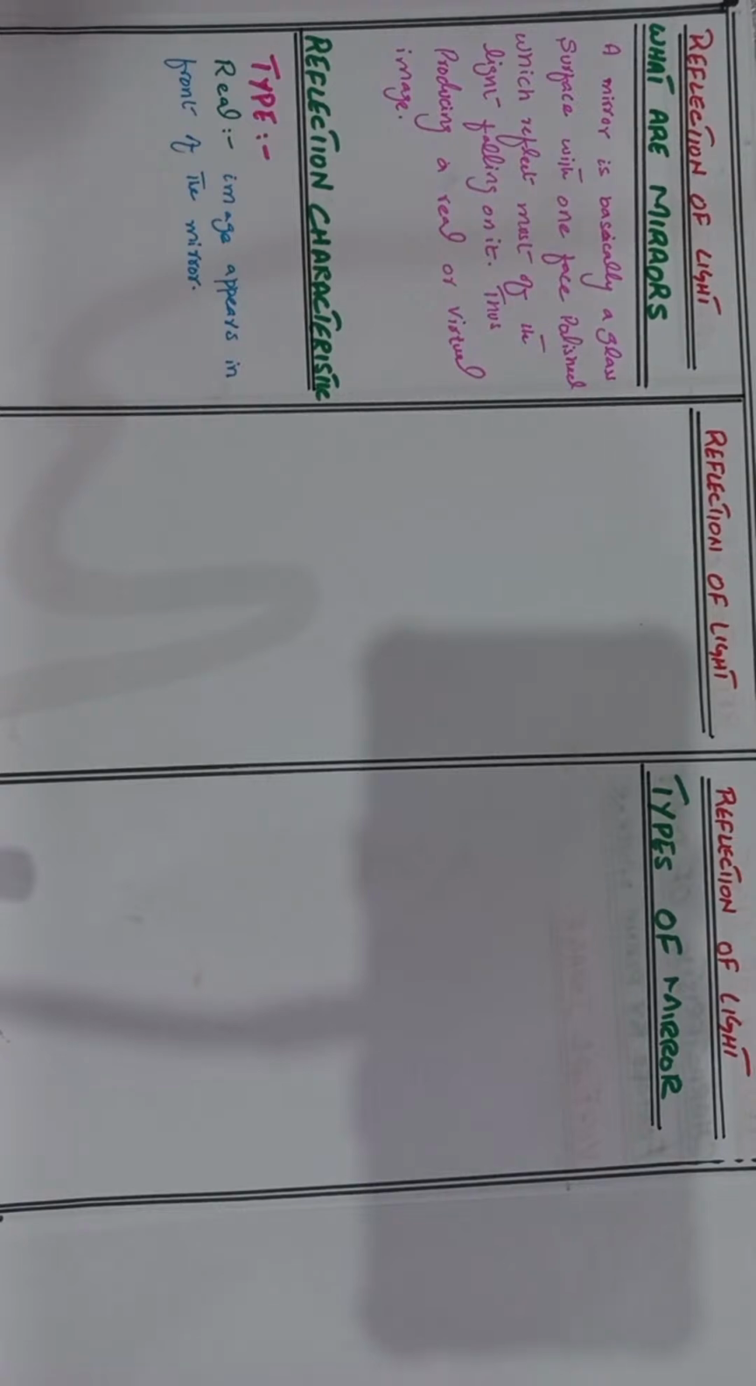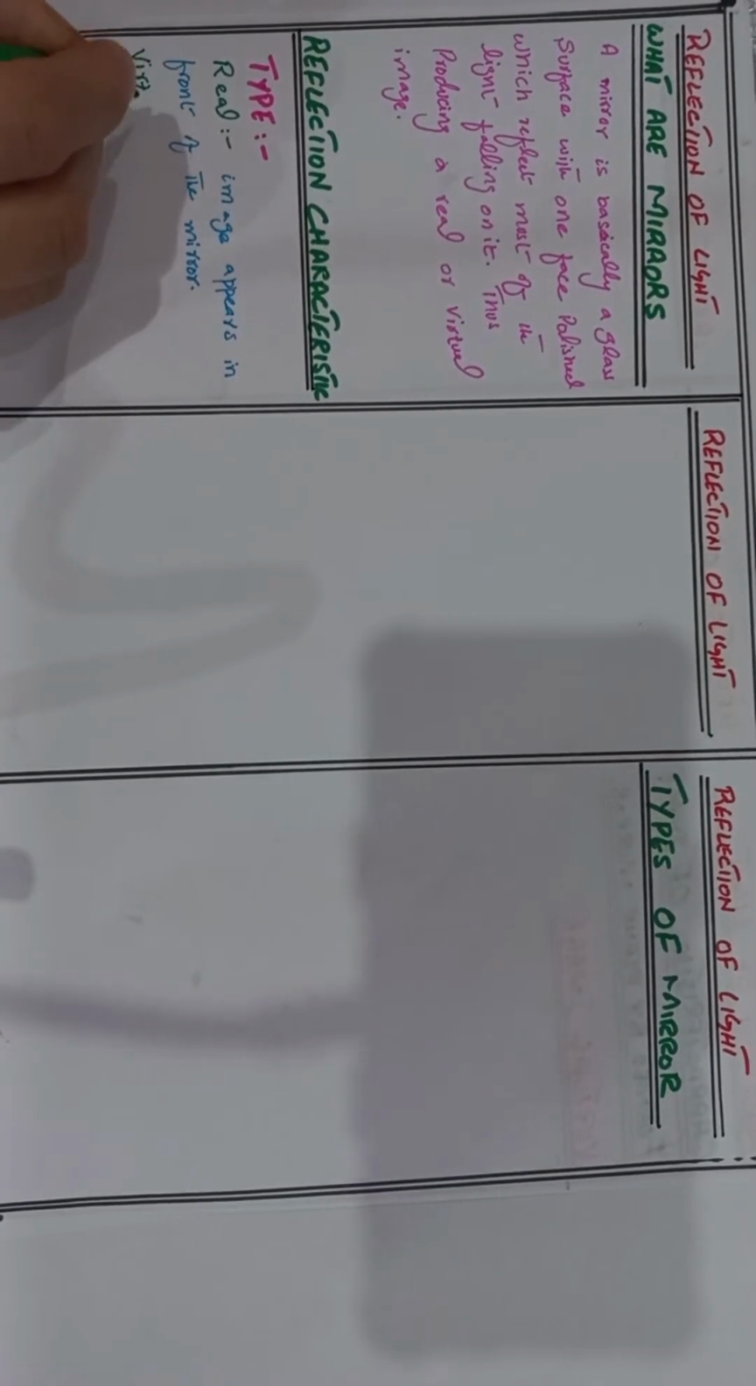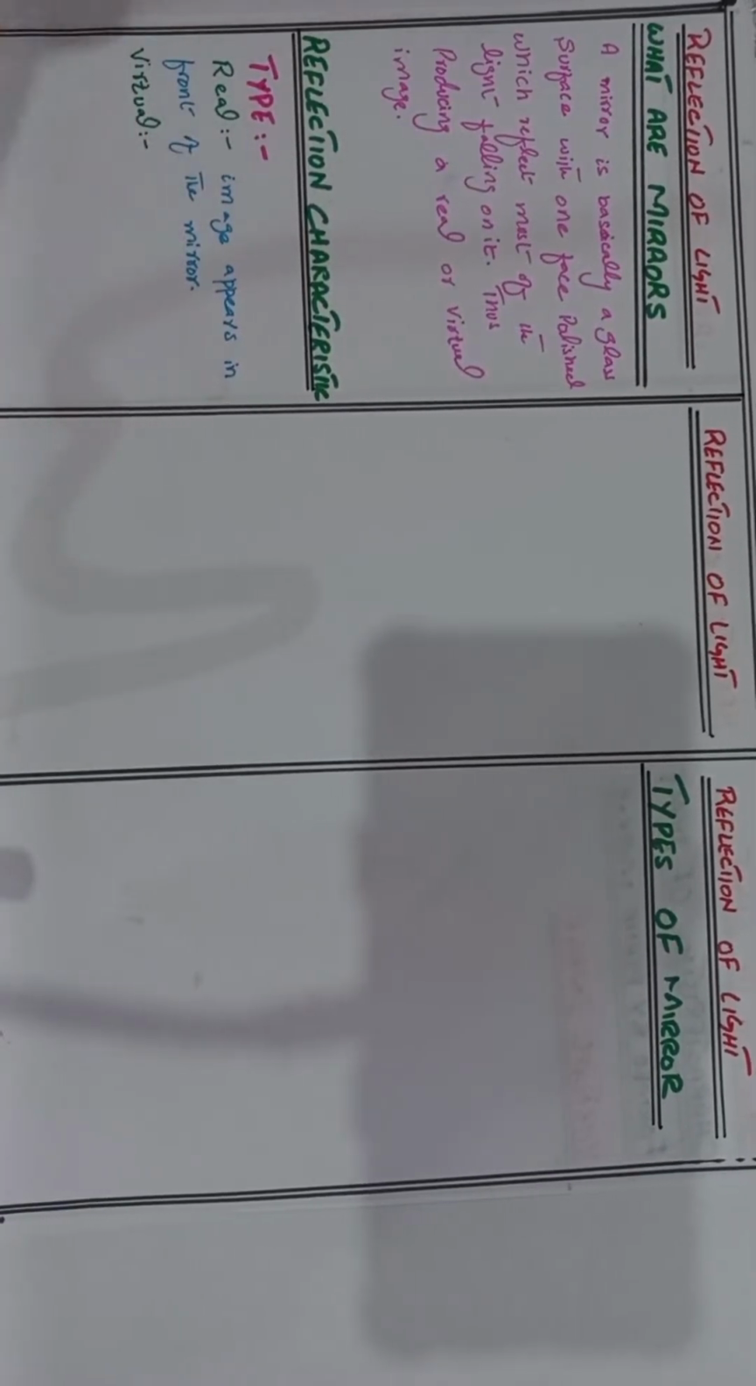What is the virtual image? A virtual image appears behind the mirror. When the image is formed behind the mirror, it is called the virtual image. So here we write that an image that appears behind the mirror is called a virtual image.